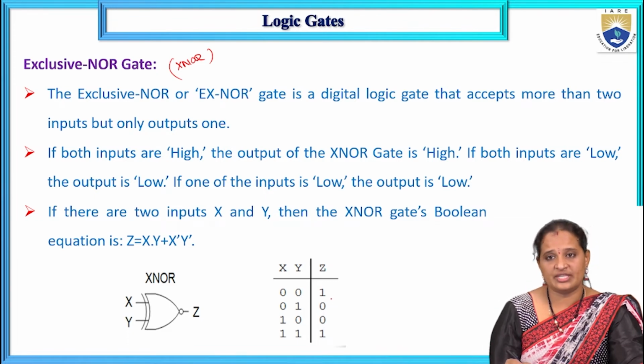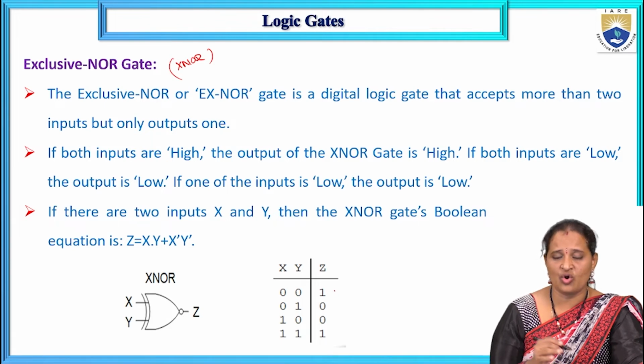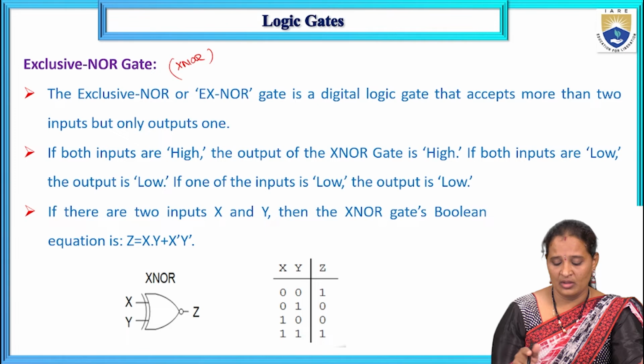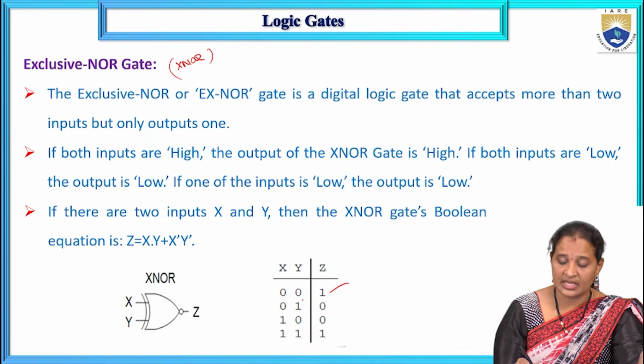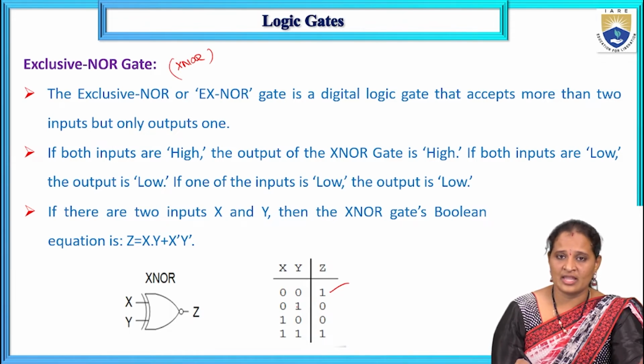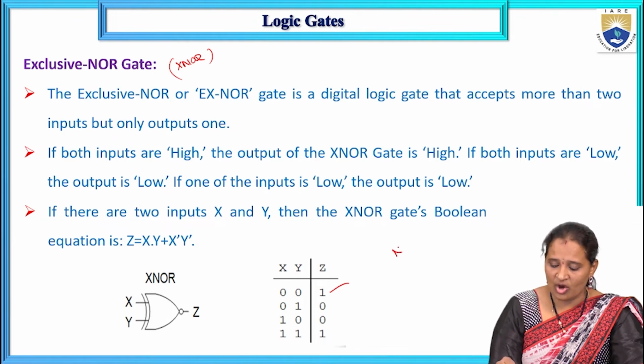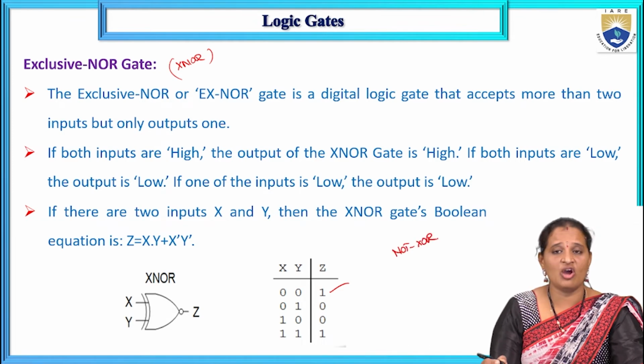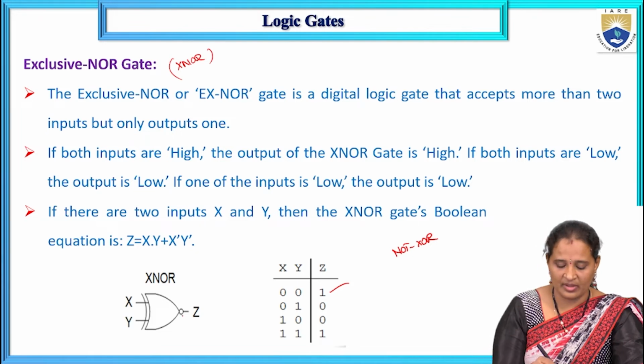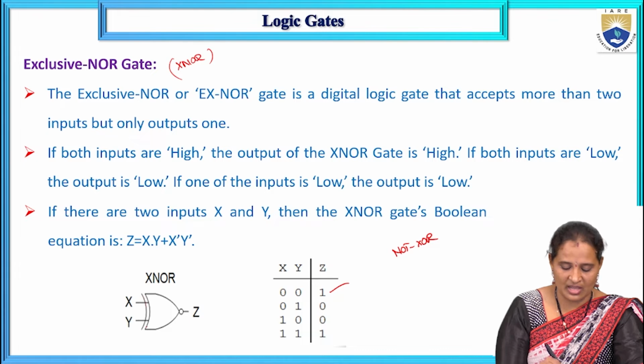So when both the inputs are the same, either 0 or 1, the output of the XNOR gate is 1. And when the inputs are different, that is, if one input is 1 and the other input is 0, then the output of the XNOR gate is 0. And this is the symbol. XNOR is nothing but NOT of XOR, which means an XOR with a bubble indicates the XNOR gate. The complement of XOR is XNOR, so this is the symbol of the XOR gate with a bubble at the output side.